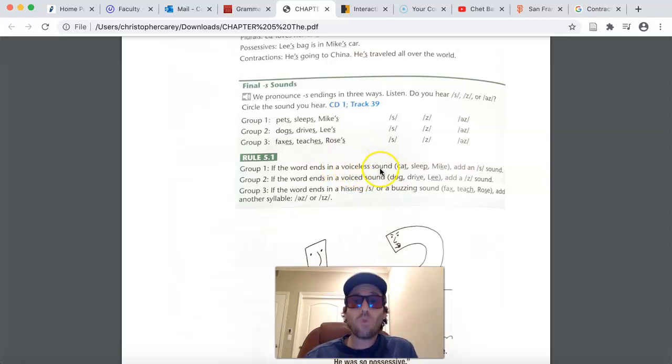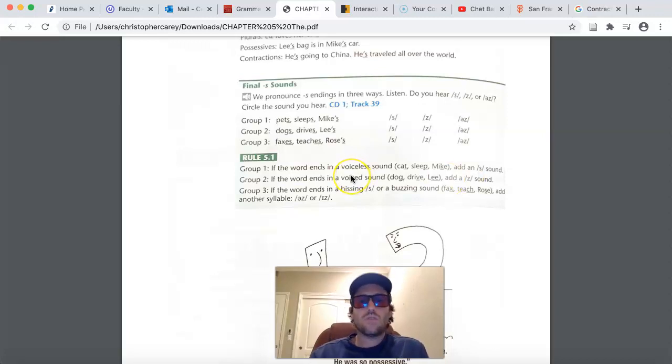So when a word ends in a voiceless sound, we have an S sound. Pets, pets. Sleeps, sleeps. Mics, mics. Voiceless sound at the end, S sound for the final S. That's the consonant sound for that final S letter. Okay, so that's group 1. Voiceless sound at the end, S sound, S consonant sound for that letter.